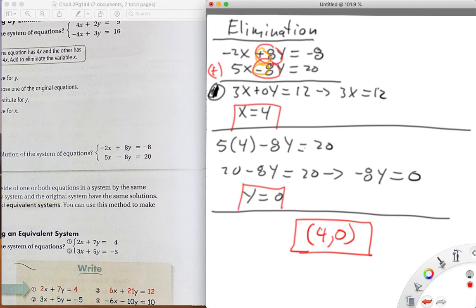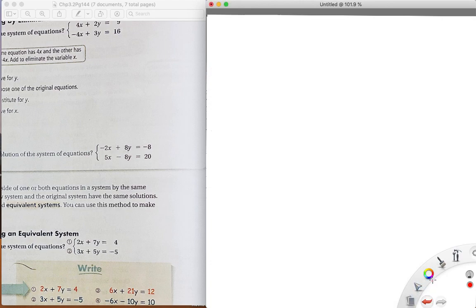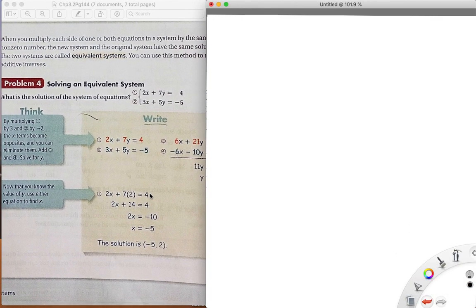Okay, so we notice that they had the same coefficient in front of the variable. They had different signs, so they would add. Had they had the same coefficient and the same sign, if this was a plus, then we would have subtracted. We would have had to subtract, and it would have been negative 2x minus 5x, and it would have been negative 8 minus 20. So when they're the same sign, we subtract. When they're different signs, we add them up. So that's elimination.